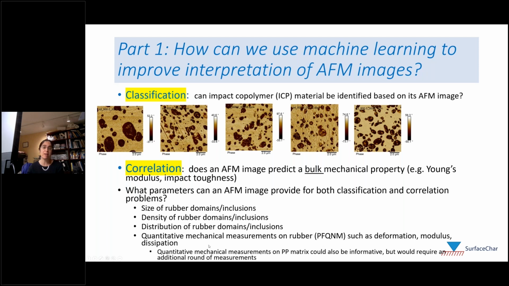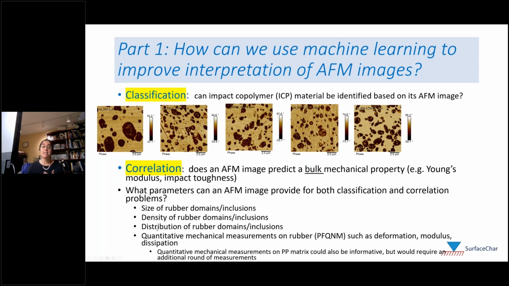And so what are the different parameters that our machine learning models would be looking at or exploring for any of these tools? The size of these rubber domains, and if you look carefully, not only are there rubber domains, but these rubber domains are ethylene propylene domains, and within them are ethylene inclusions. So you've got these domains and inclusions in terms of their sizes, their density, the distribution. And that you can just get from a phase image, right? Where the phase image is giving you really good contrast between the inclusions, the rubber, and the surrounding matrix.